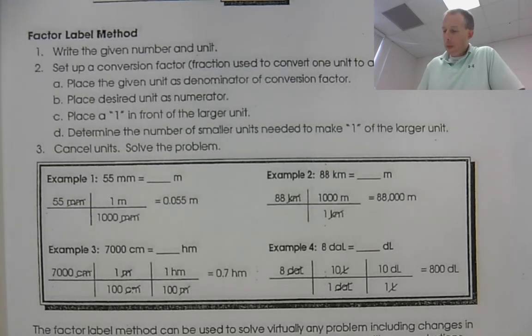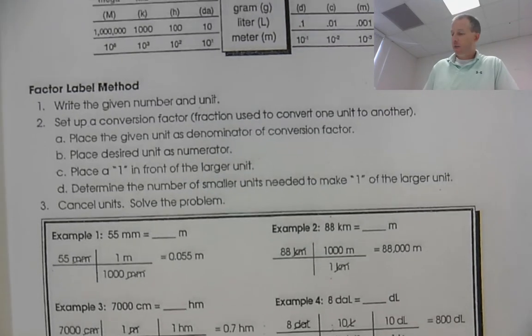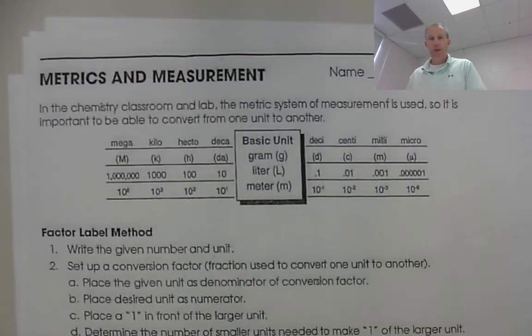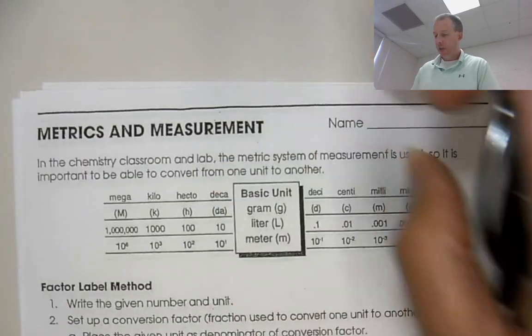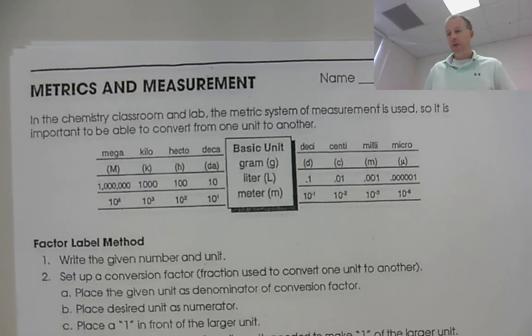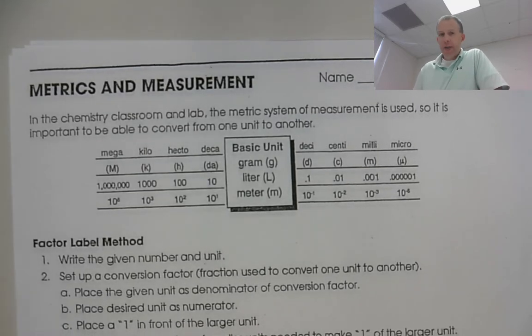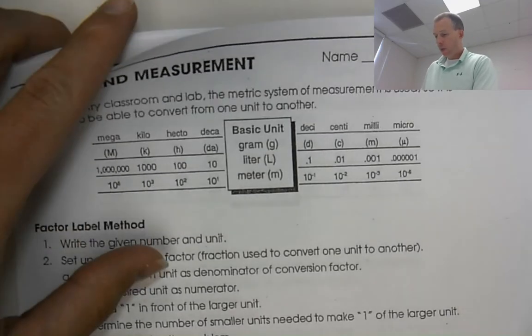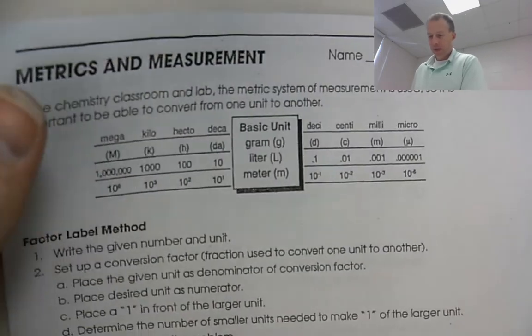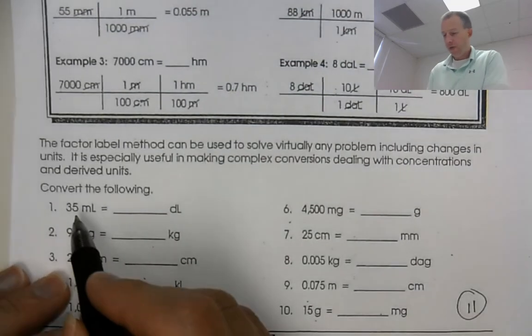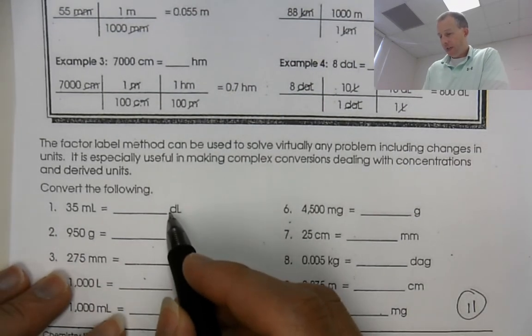All right, hello. So what we're going to be doing now, I just want to walk you through problems 1 and 2 on this worksheet that you've been assigned to do. I'm going to keep this quick and simple. I'm assuming that you've already watched my other help video and or that you attended class and you saw what was going on there. So number one, it wants you to convert 35 milliliters to deciliters.